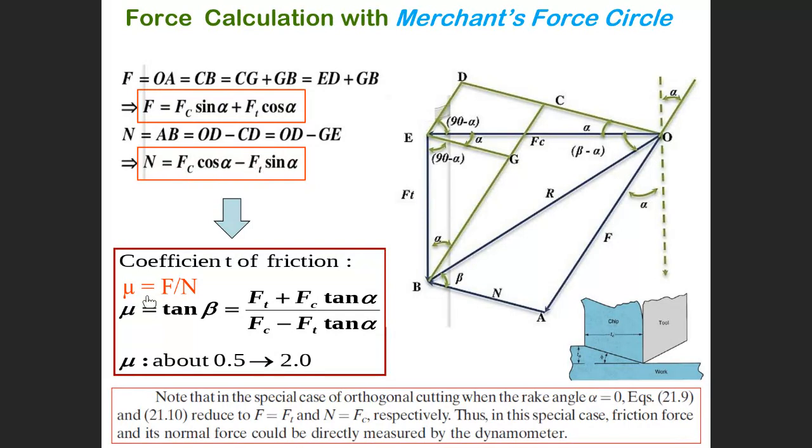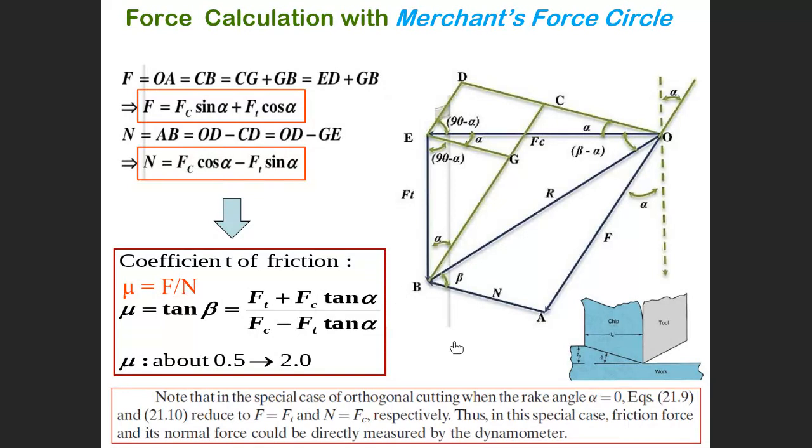Then mu equals F divided by N, and tan beta equals F divided by N, which is mu, the coefficient of friction. F equals mu N. You can use this F and this N to get a relation as a function of FT and FC. Then you can obtain the coefficient of friction in cutting as a function of FT and FC, as you can see here.